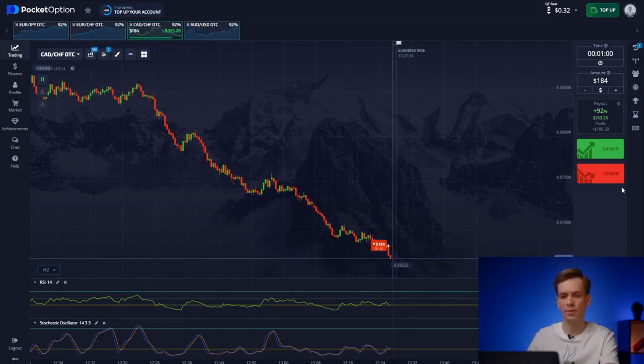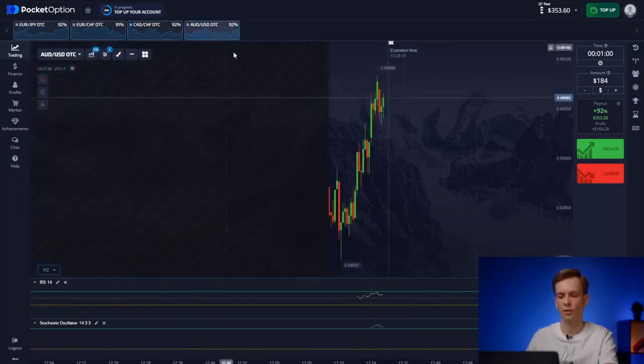So, if everything goes as expected, I will get $353 because the profitability of this currency pair is 92%. Yes, got it. Moving on to the next pair now.